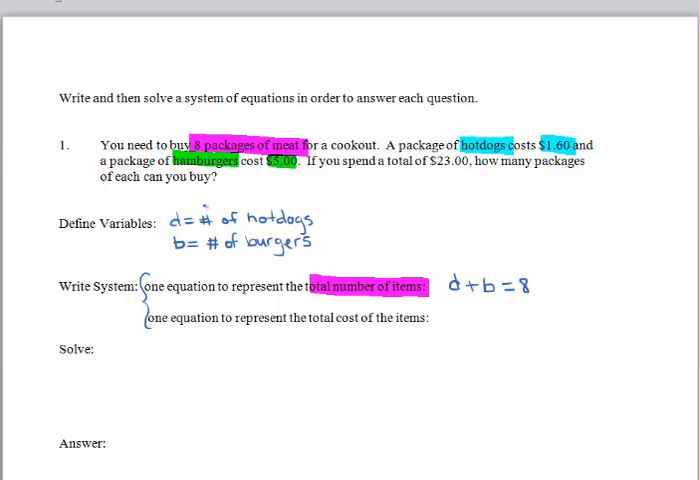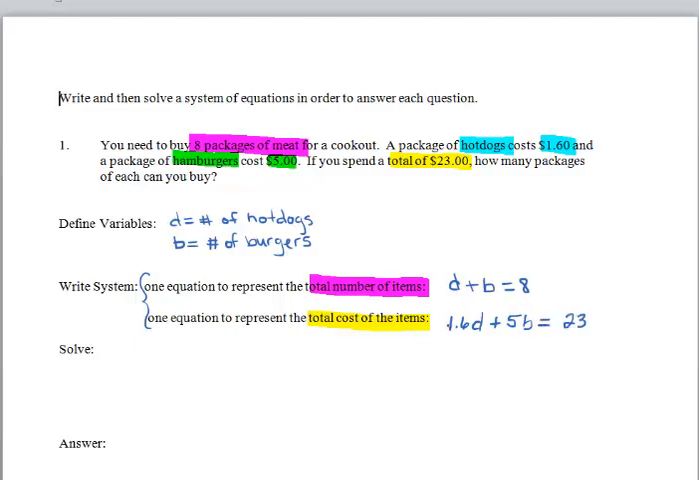Then I need an equation that's going to represent my total cost of the items. Well, my total cost is $23. So this would be similar to shopping. Every hot dog is worth $1.60, so it's 1.6 times every dog plus every burger is worth $5, so 5 for every burger equals a total cost of $23.